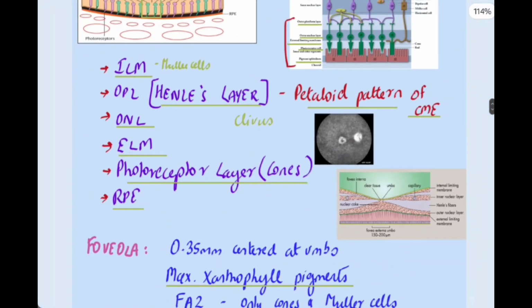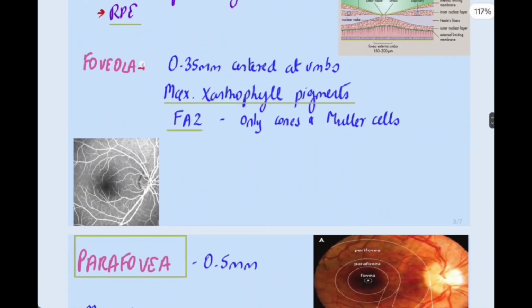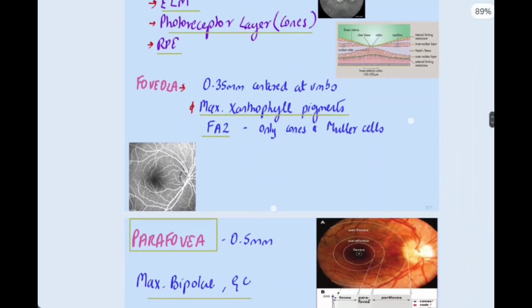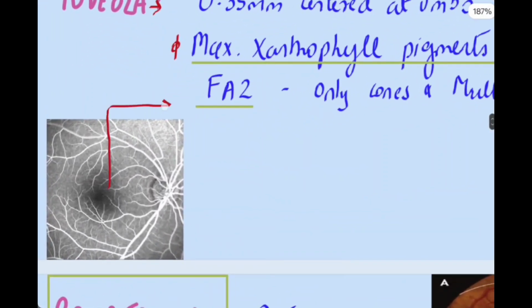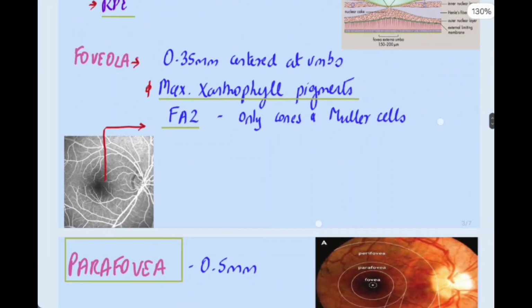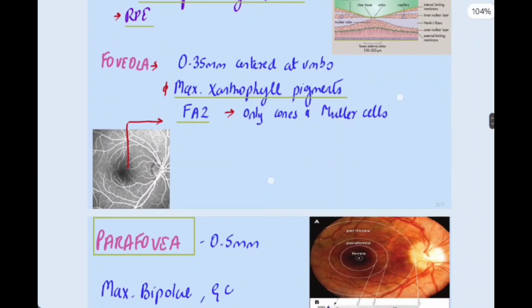The foveola is 0.35 mm centered at the umbo, with most xanthophyll pigments concentrated there, and it is free of blood vessels, also known as foveal avascular zone. Only cones and Muller cells appear there, no rods, bipolar, or ganglion cells.